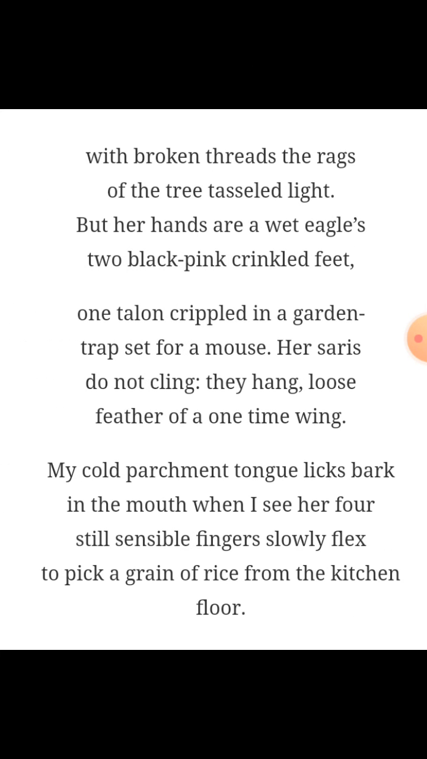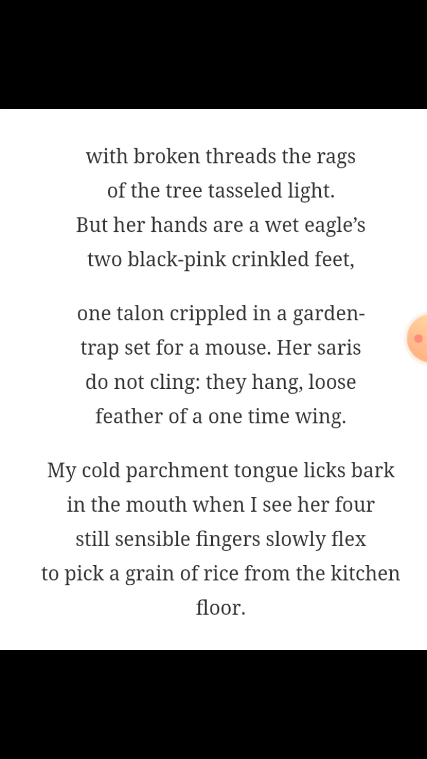not last, fourth stanza. One talon crippled in a garden trap set for a mouse. Her saris do not cling, they hang loose, feather of a one-time wing. The fourth stanza is another example of how, with age, the mother's youthfulness and softness were degraded. She experienced other setbacks, such as getting one talon crippled in a garden trap set for a mouse.